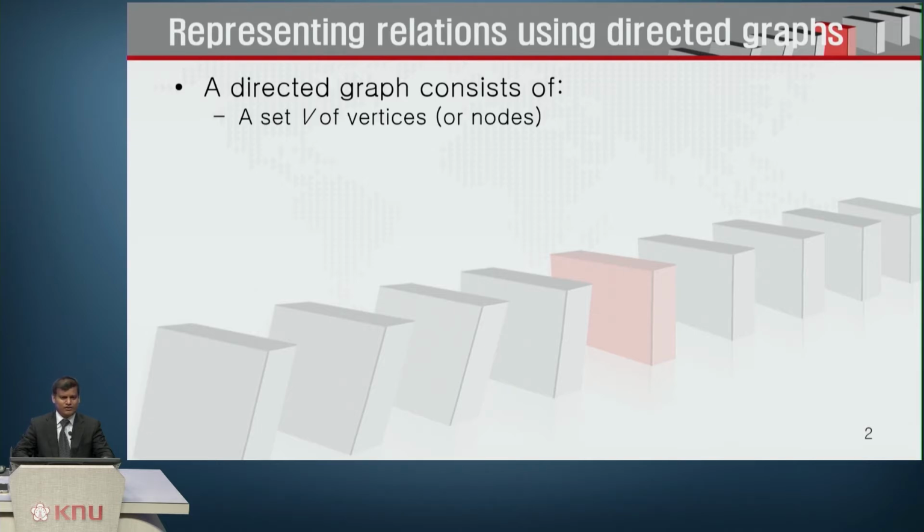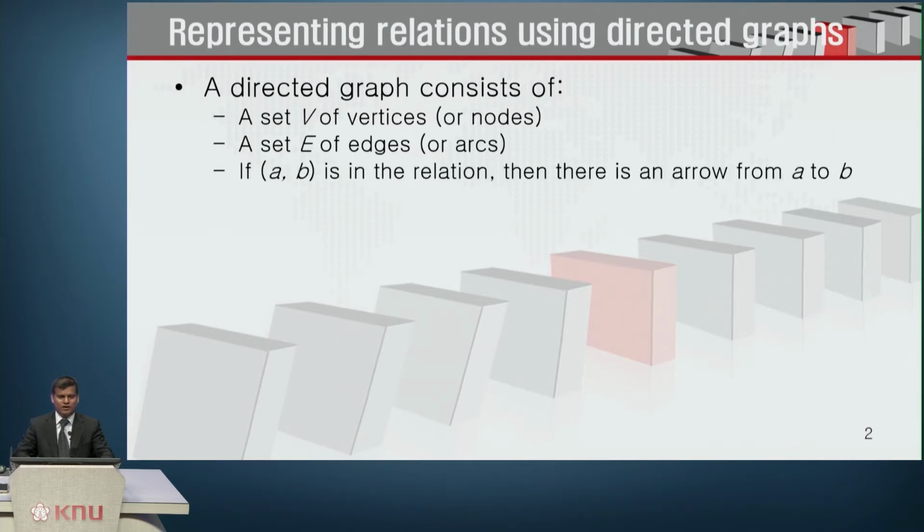A directed graph consists of a set V of vertices or nodes, then you have edges, or these elements that connect one node with another. It's just like a line that connects the nodes. If (A, B) is in the relation, then there is an arrow from A to B.